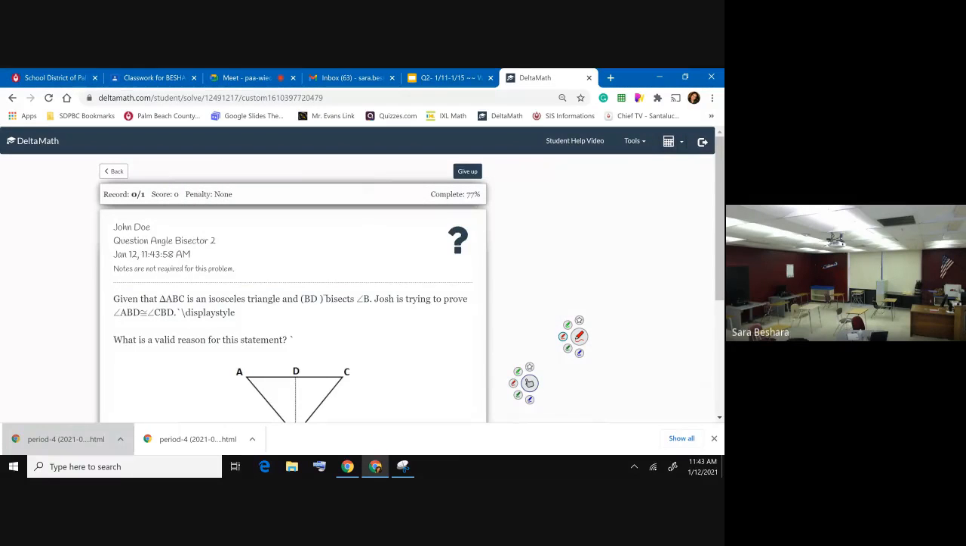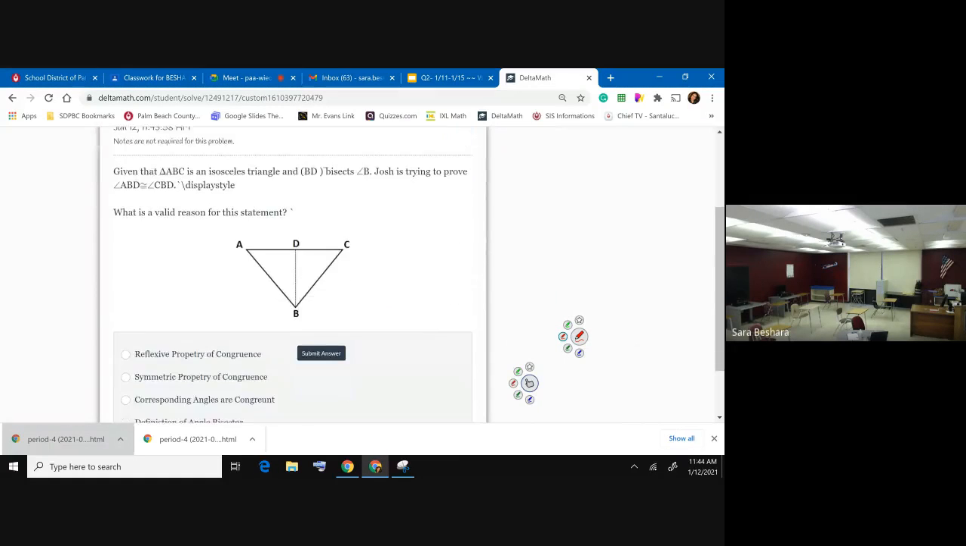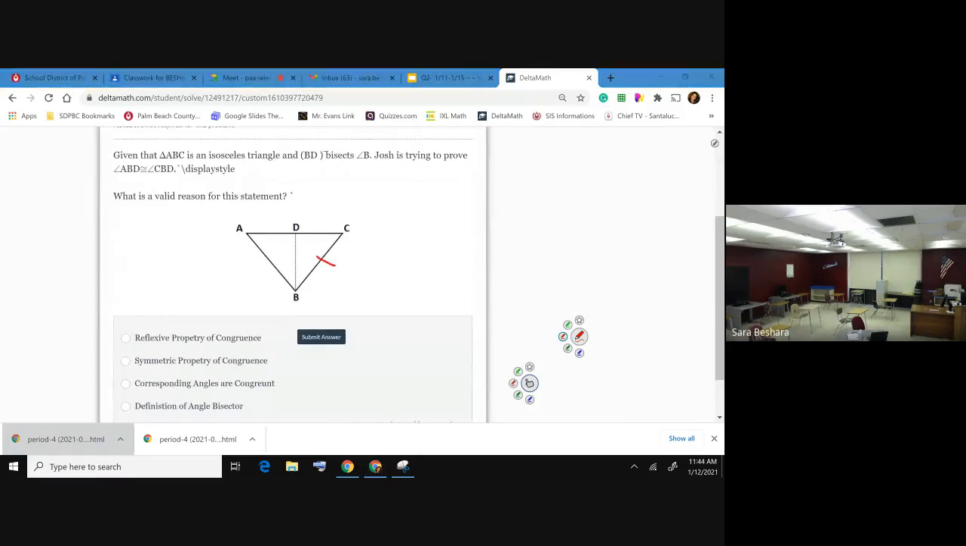And next one is, all right, it says, given the triangle is isosceles, remember isosceles triangle, this is the median, these two are equal. BD bisects. Bisect the angle means it splits the angle into two congruent angles. So these two are actually congruent. Josh is trying to prove that ABD, which is the angle I highlighted here, is congruent to CBD. Why is that?